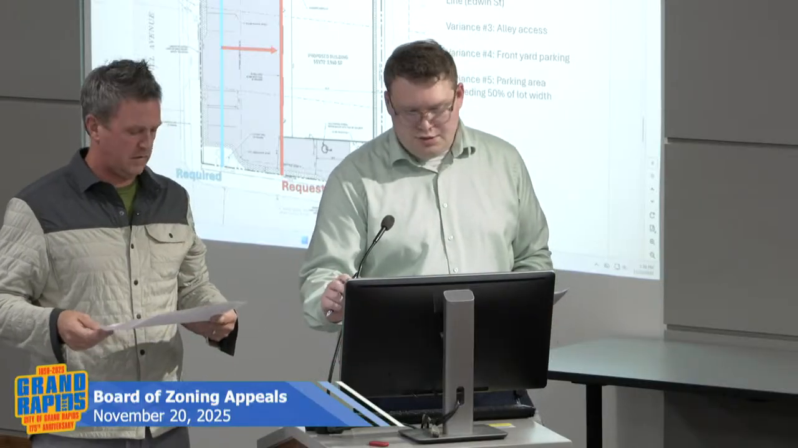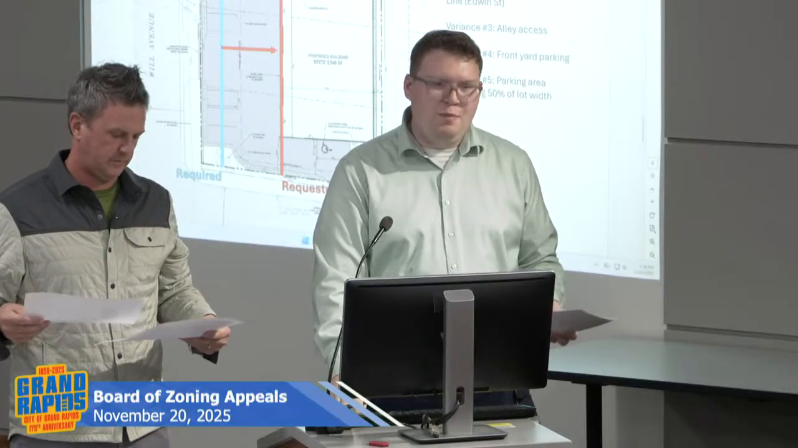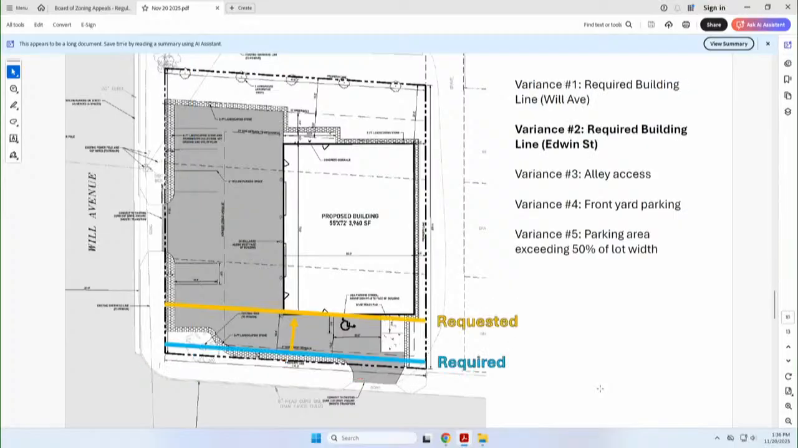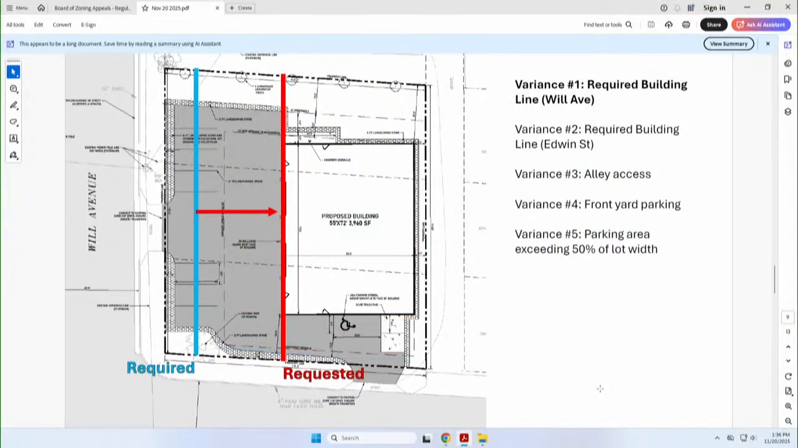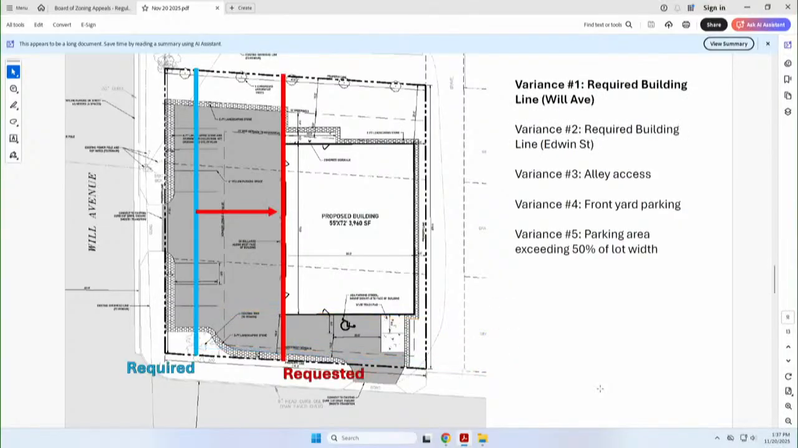But to answer your question, Ms. Schaefer, in this zone district, there's a required building line, which would dictate where the front of the building would need to be placed. So along Will Avenue, that would be the blue line on your screen. The front of the building would need to be along that blue line. And because it's a corner lot, there's an additional required building line along Edwin Street, again, that blue line on your screen. So the building would need to be at those two blue lines, effectively putting the corner of the building close to the intersection of Will Avenue and Edwin Street. Gotcha, thank you.